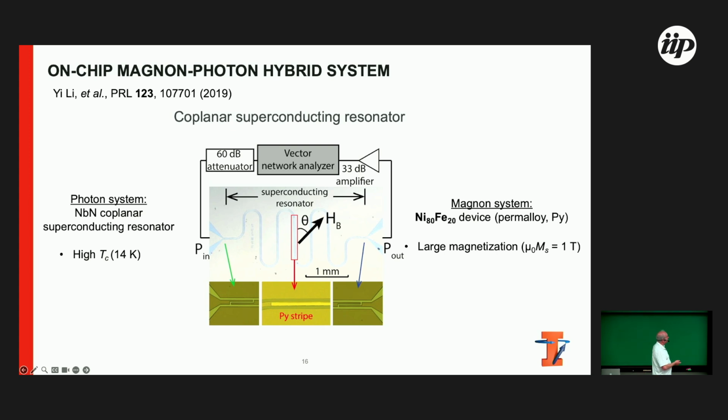The way we did this is we used a niobium nitride superconductor, mainly because the TC is relatively high, 14 Kelvin. This also allows going to relatively high frequencies, which is advantageous if you work with magnetic systems. For the magnetic system, instead of using yttrium iron garnet, which is considered by many one of the lowest damping materials, we simply used permalloy because it was easier to integrate, as was also discussed yesterday. One advantage of permalloy is that the magnetization is about 1 Tesla, about an order of magnitude bigger than yttrium iron garnet, which is advantageous for getting strong coupling.